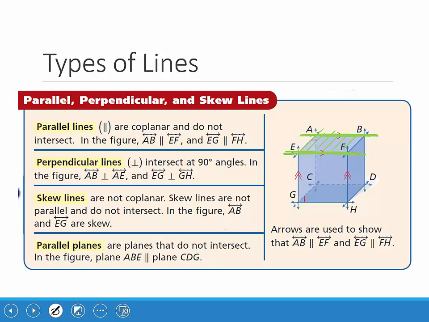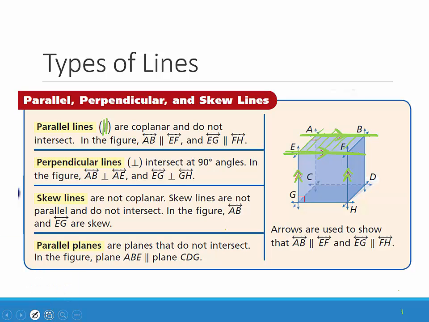We use the symbol two L's together to represent parallel lines, and we also show it on the diagram with these arrows going in the same direction. And then because these arrows here are going in the same direction, and there's two of them, we know those two lines are parallel as well.